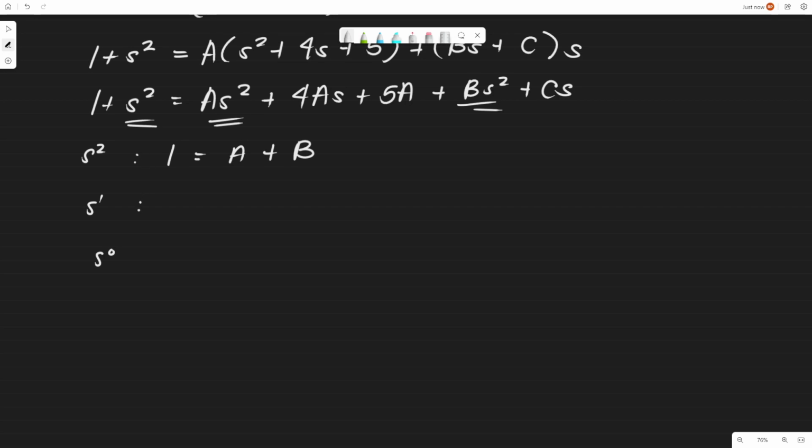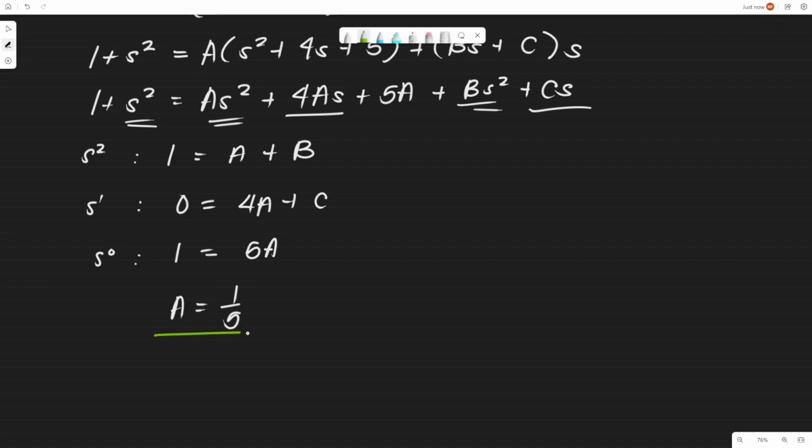Next, for s, wala tayo sa left side, so that is 0. So, dito naman, we have 4A and Cs. So, we have 4A plus Cs. Plus C. Sorry, but Cs. Ayan. Plus C. Next, for s raised to 0, lahat ng constant. So, we have 1 is equivalent to, isa lang naman yung wala tayong s dito, 5A. So, ayan, we can get the value of A na mabilis na, no? So, we have A is equal to 1 over 5.